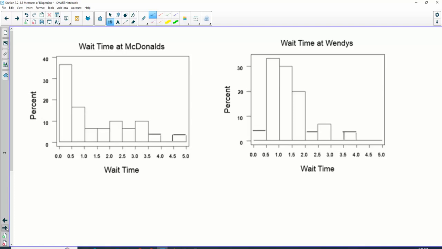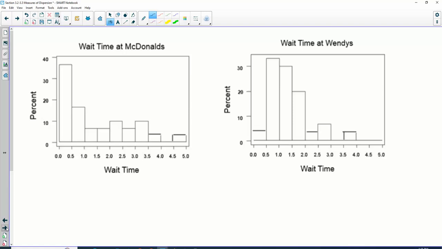So if we're looking strictly at the mean, they're about the same. When I start looking at this, they might be a little bit different. Looks like at McDonald's, if I don't get it right away, I could end up waiting a while. At Wendy's, I'm probably not going to get it immediately, but they're more consistent on getting it faster. So this is what's called the spread of the data, when you start looking at how spread out it is. And there are different ways we can measure it.